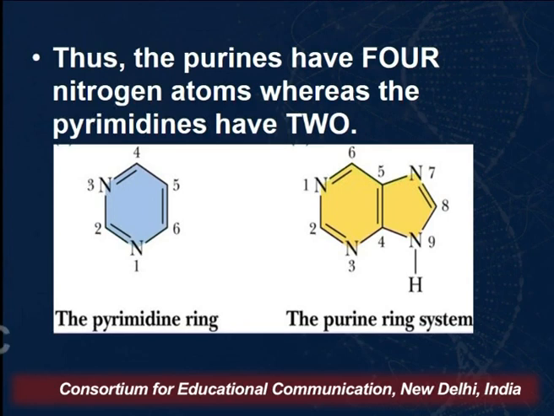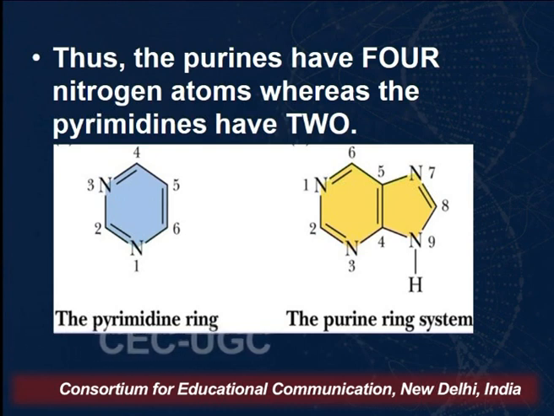Thus, we can say that purines have 4 nitrogen atoms, whereas the pyrimidines have 2. This you can see on your screens. On your screens, I have shown you the pyrimidine ring, and what we find is that the pyrimidine ring is a heterocyclic 6-membered aromatic ring. It has a basic nucleus of pyrimidine, and we have 2 nitrogen atoms which form part of the ring. Hence, it is known as a heterocyclic ring.